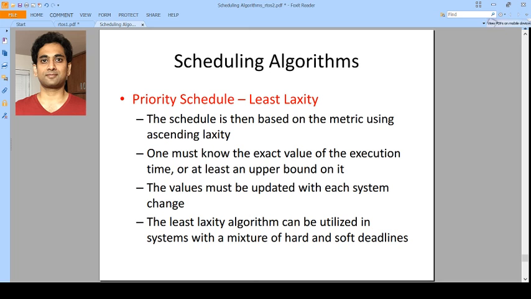So the least laxity schedule is based on a metric using ascending laxity. We must know the exact value of the execution time, or at least an upper bound on it. The value must be updated with each system change, and then the least laxity algorithm can be utilized in systems with a mixture of hard and soft deadlines.